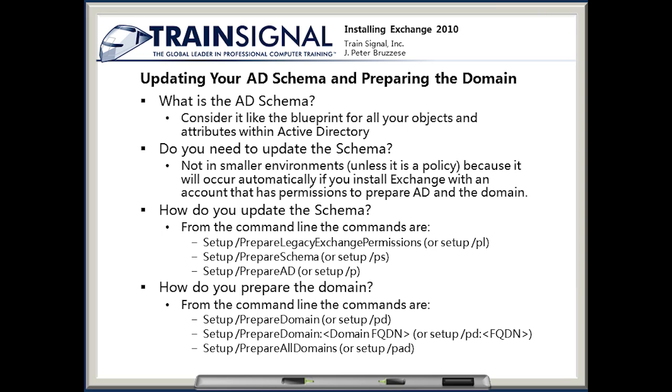From a command line, you would type setup / prepare domain, and that would be pretty simple. But if you need to indicate the domain that you're going to be preparing, you would type setup / prepare domain, and then provide the domain's FQDN, which is the fully qualified domain name. If you have multiple domains and you plan on installing Exchange servers in all of those domains, well, then you can just type setup / prepare all domains. So a very simple way to accomplish both tasks is to update the schema using the setup / prepare AD switch, and to update all of your domains using the setup / prepare all domains.